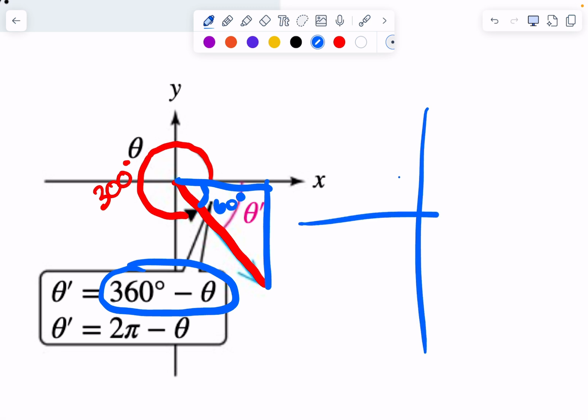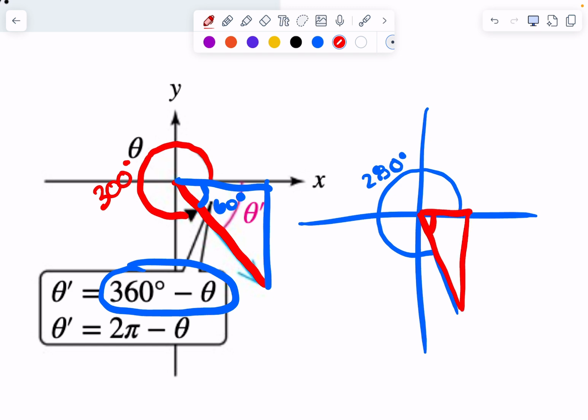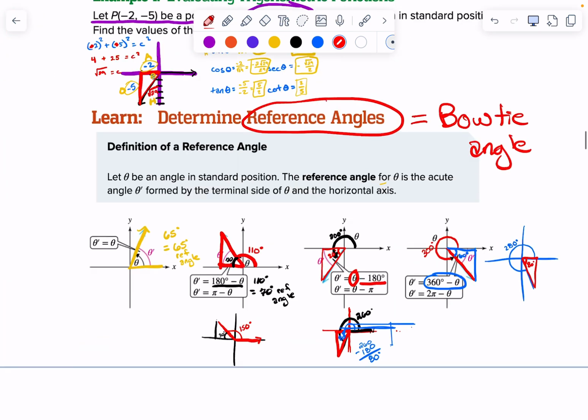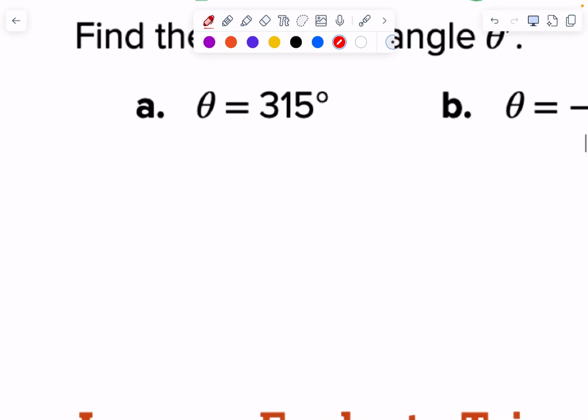Okay, let's do another one. Let's say we have 280 degrees, which is a little bit past this, right? If this is 280, what would my bow tie angle be? What would the rest of the way be? 80. You got it. You see how that works? So the reference angle is your bow tie angle. It's what your acute angle would be for that triangle. Got it?